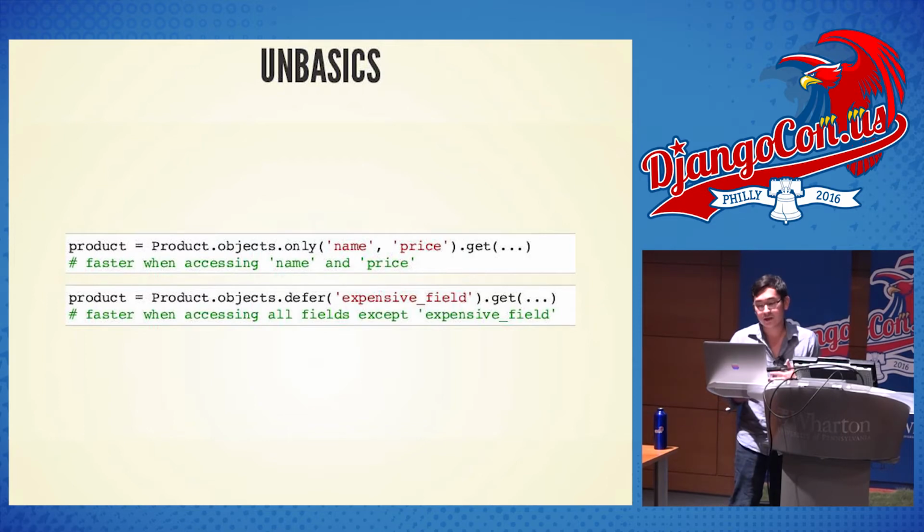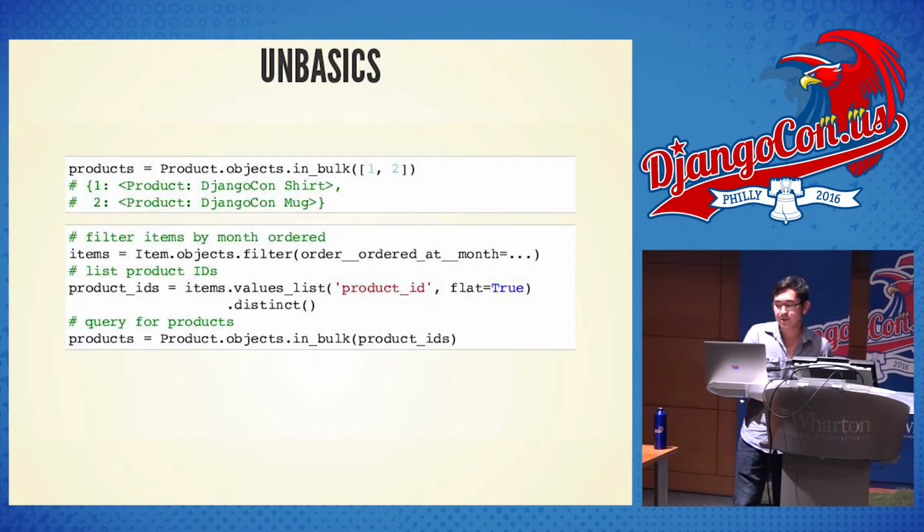defer is the other side of this coin. It retrieves all of the fields on a model except for the given ones. You might want to do this because you have a field type that's particularly expensive to convert to native Python. Maybe it's some geospatial data. Maybe it's something even more custom than that. And so defer lets you punt on having to do that processing.